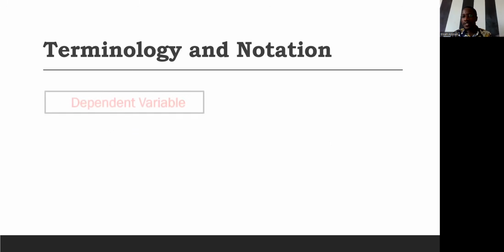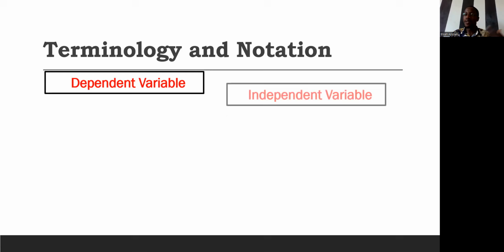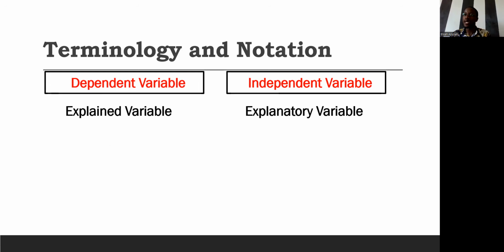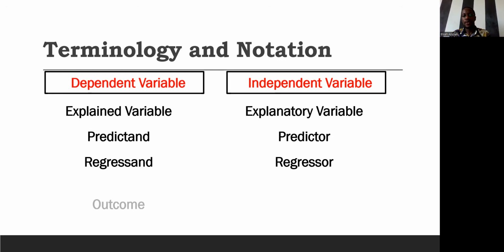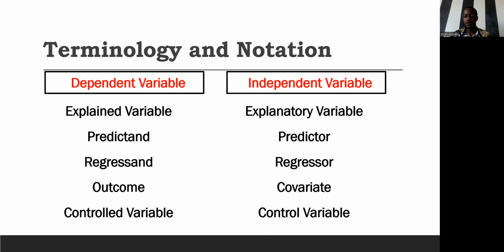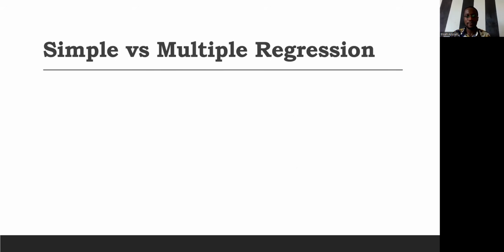There are some terminologies and notation that we need to use. We've been hearing dependent variable and independent variable. Other names that we can give to the dependent variable is explained variable. In that case, your independent variable becomes explanatory variable. We can also have predictand for the dependent variable and then predictor for the independent variable. We can also have regressand, regressor, outcome, covariate, controlled variable, and control variable. These are some of the terminologies that we use, and the ones that are commonly used, you'll be hearing of predictors, explanatory variables, and all those other things.